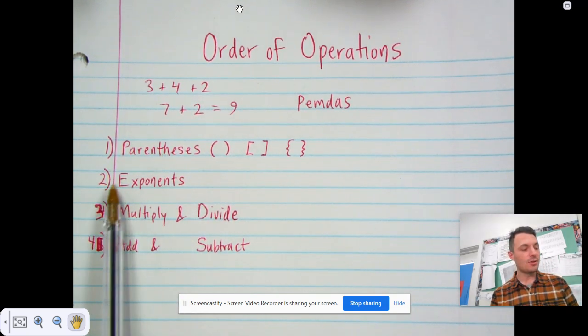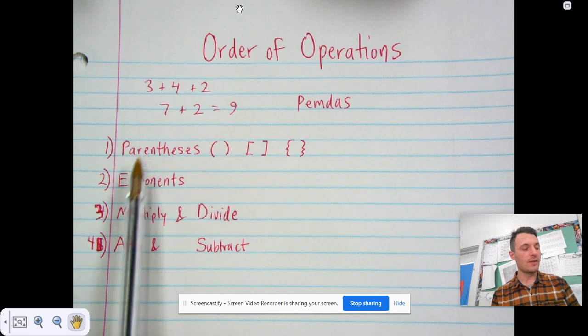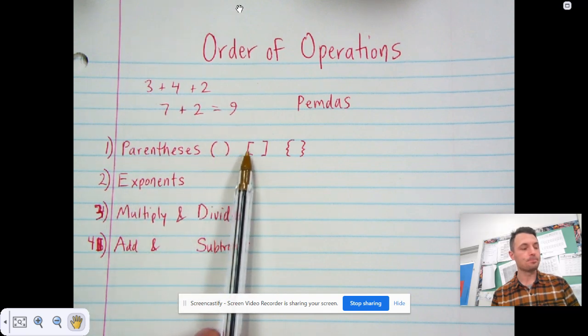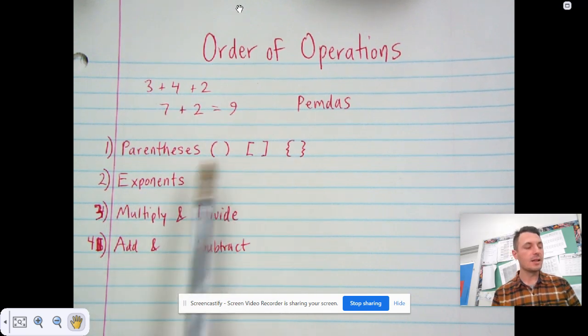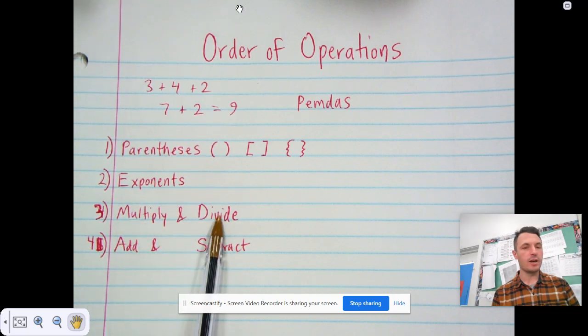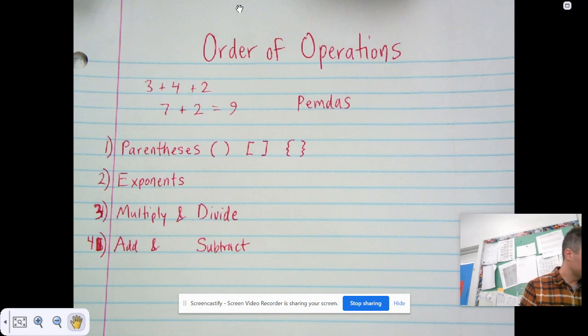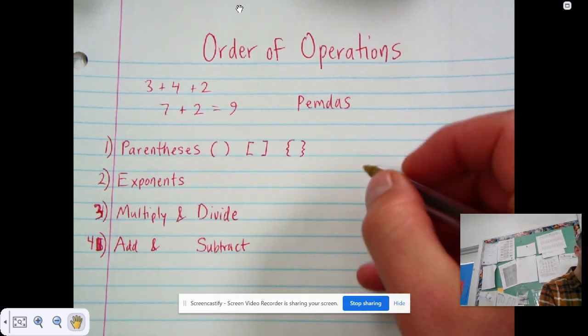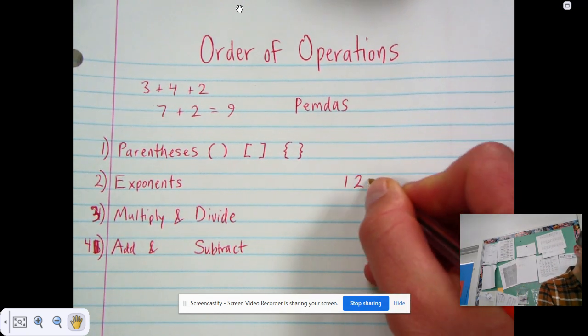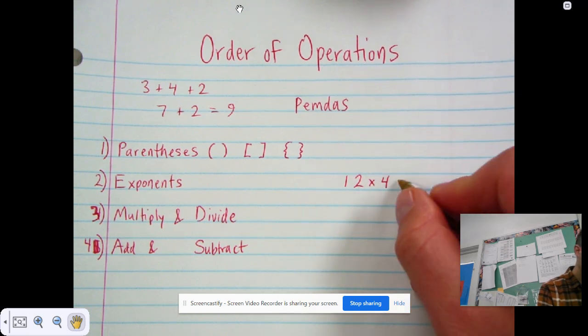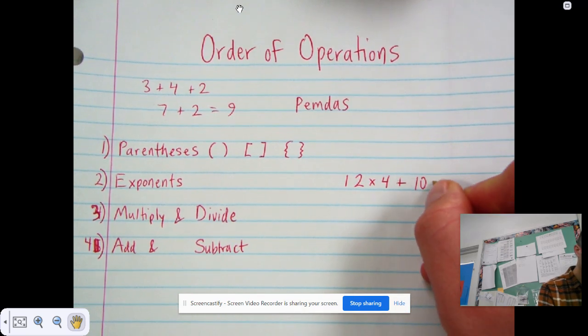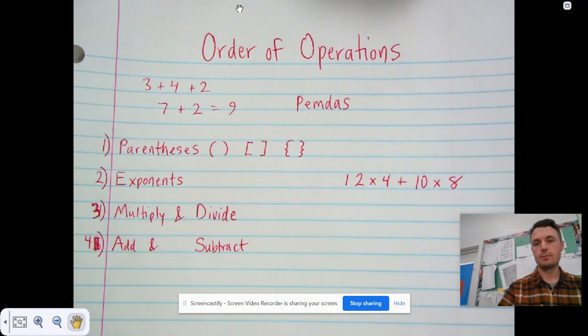Okay. Please excuse my dear Aunt Sally: parentheses, which includes parentheses, brackets, and braces, exponents, then multiply and divide from left to right, then add and subtract from left to right. Let's do an example together. Let's say we have 12 times 4 plus 10 times 8. Okay?